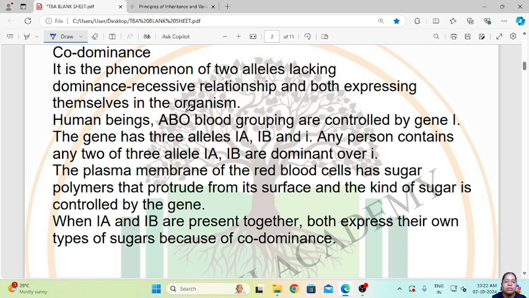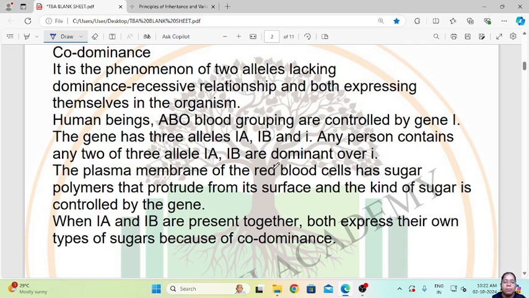In human beings, A, B, O blood groups are controlled by gene I. This gene has three alleles, that is IA, IB and small i. Any person contains any two of the three alleles. IA and IB are dominant over small i. So IA and IB are the dominant alleles and small i is the recessive allele.